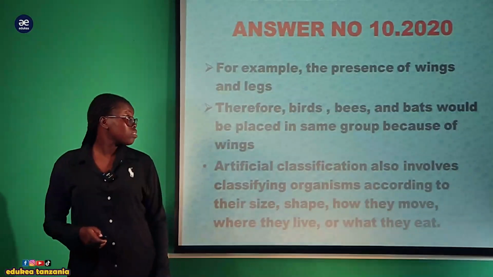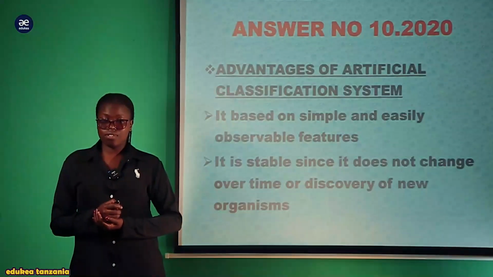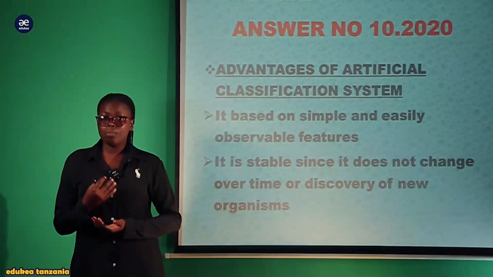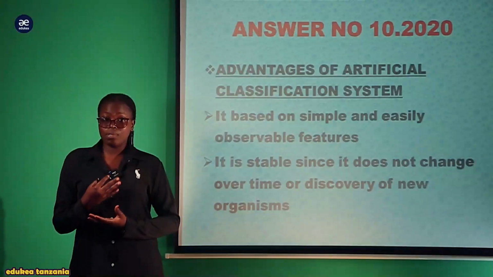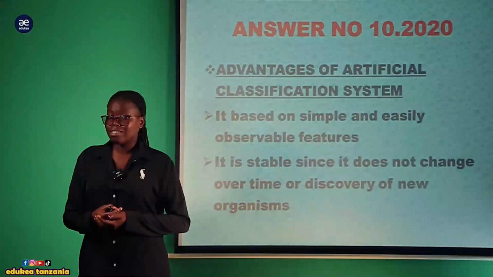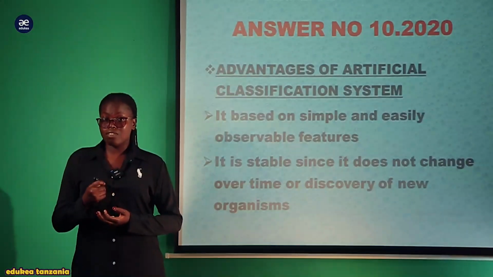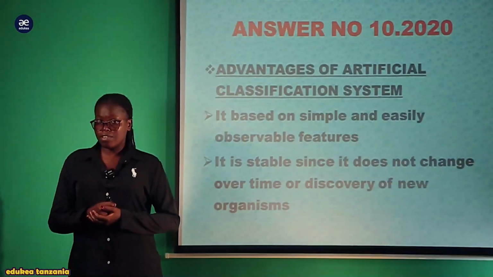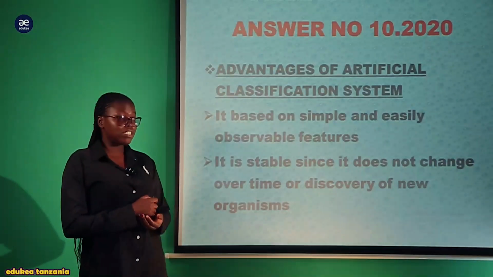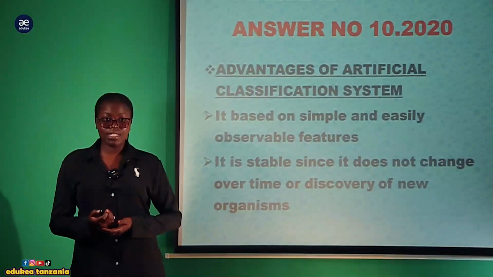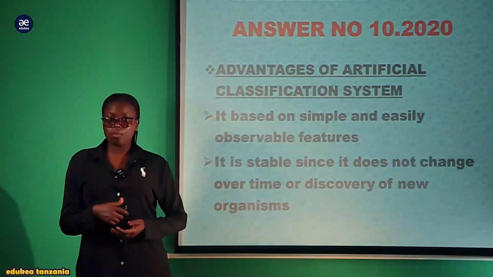Now, the advantages or the merits of artificial classification system. Since this system of classification is based on the few observable morphology of an organism or external features which can be seen by the use of the naked eyes, meaning that it's one of the very simplest methods anyone can perform. So that's the very first advantage of the artificial classification system. The first merit is that it is based on simple and easily observable features.